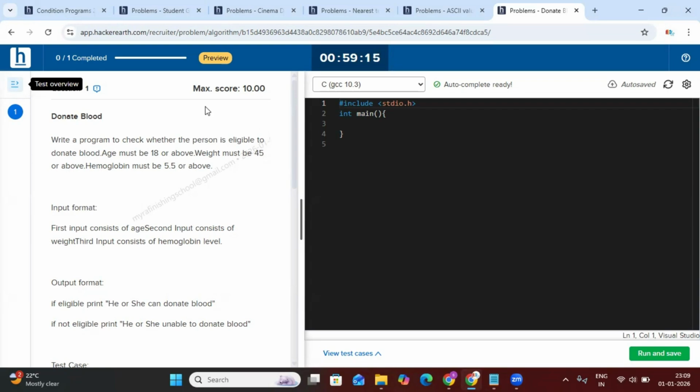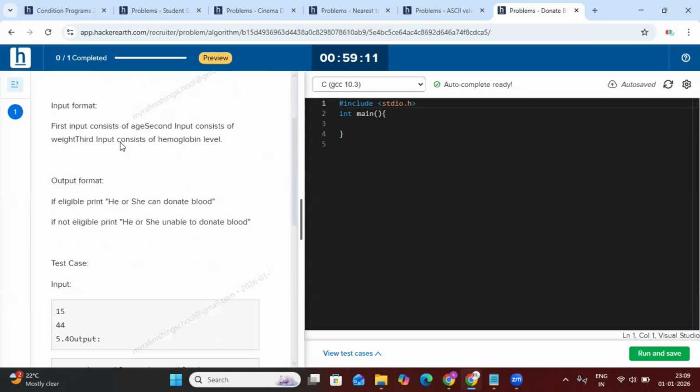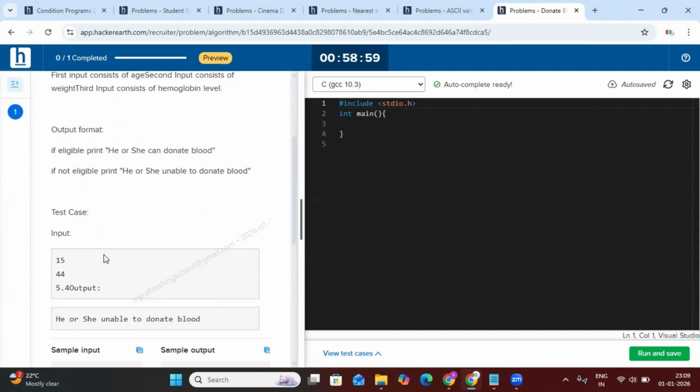Donate blood. Okay, the program requirement: the input format is that the first input consists of age, the second input consists of weight, and the third input consists of hemoglobin level. First, you take three inputs: age, weight, and hemoglobin level. Then, what is the output format? If eligible, print "He or she can donate blood." If not eligible, print "He or she unable to donate blood."